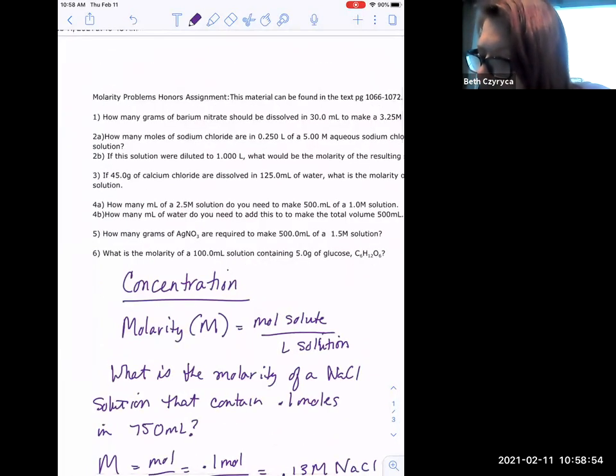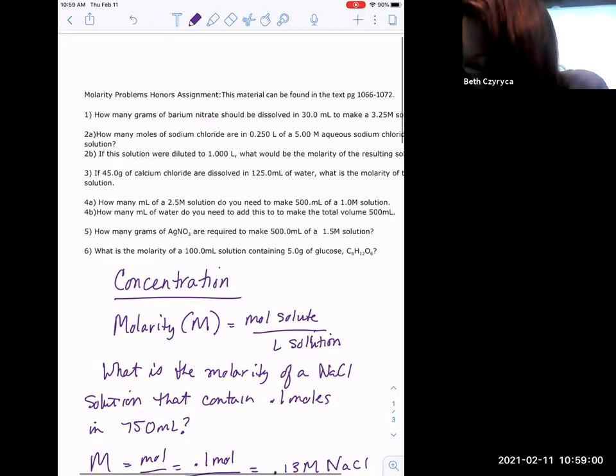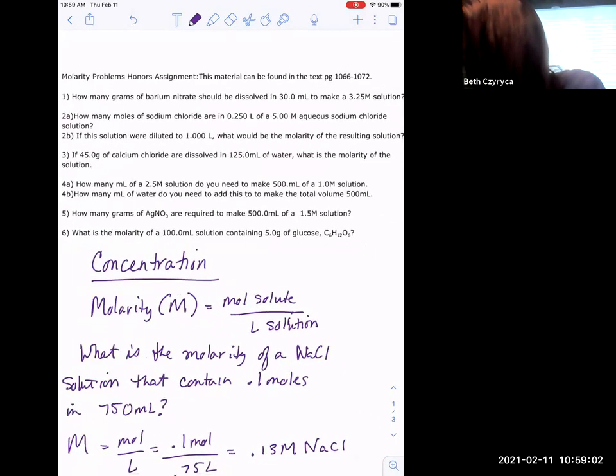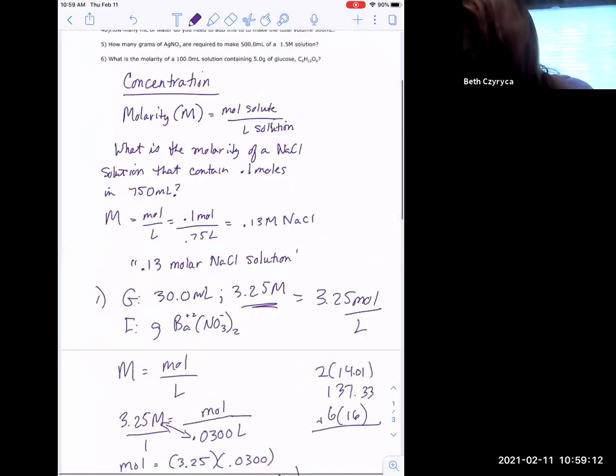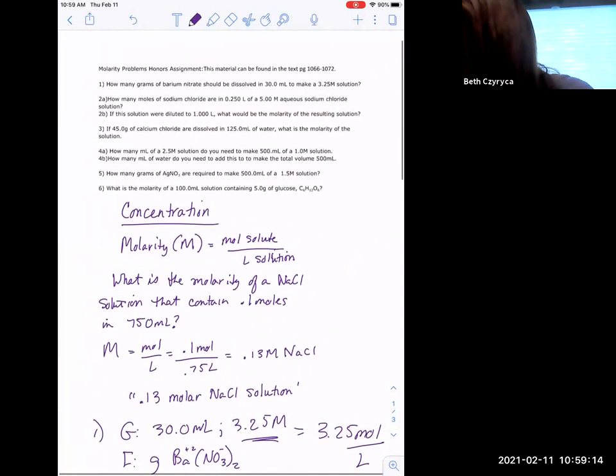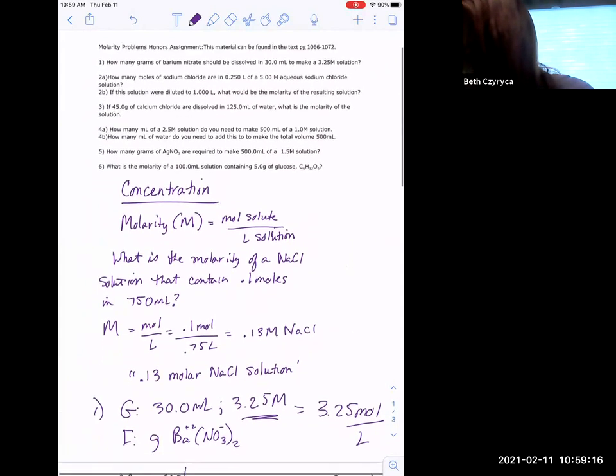All right, 2A: how many moles of sodium chloride? Check the time. Plenty of time. One more problem. How many moles of sodium chloride are in 0.250 liters of a 5 molar solution of sodium chloride? So we're looking for moles. Oh, that's an easy one.